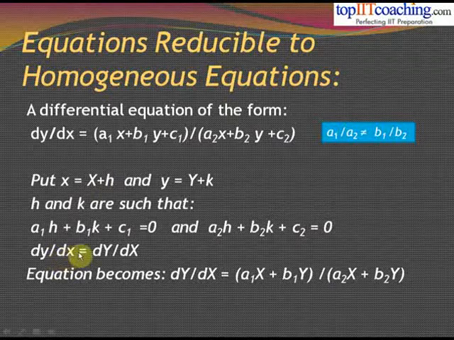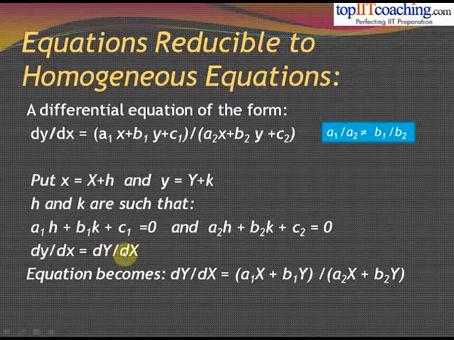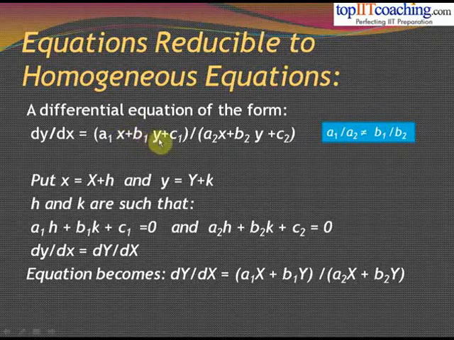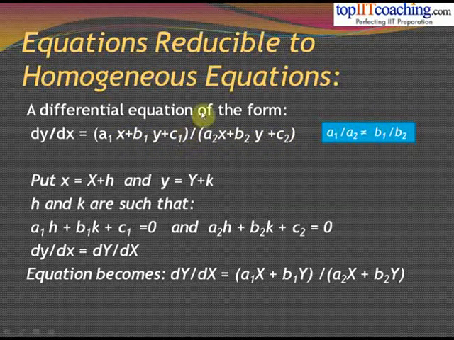Therefore dy by dx would be equal to d of capital Y by d of capital X. Therefore the equation becomes dy by dx equal to a1 into capital X plus b1 into capital Y divided by a2 into capital X plus b2 into capital Y, and thus becomes a homogeneous equation. Once again, an equation of the form dy by dx equal to a1x plus b1y plus c1 divided by a2x plus b2y plus c2 can be reduced to a homogeneous equation. The condition here is a1 by a2 should not be equal to b1 by b2.